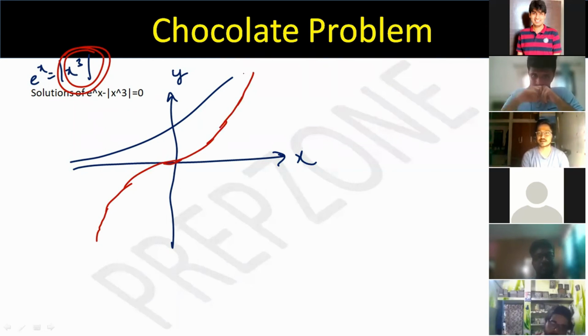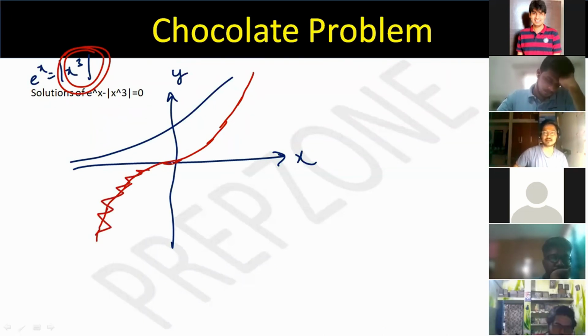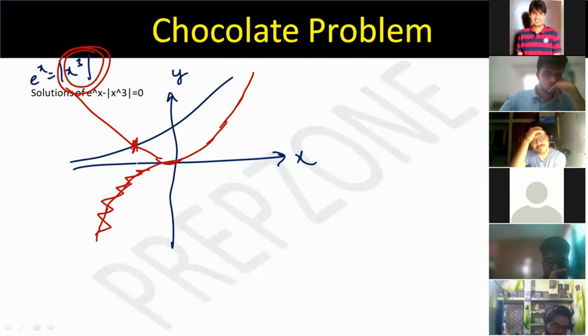This was the graph of x cube. We had to plot the graph of mod x cube. So what do we do? We'll just take the mirror image of the negative part and flip it over to the x-axis. Somewhere like this, it will look like this, the modulus of x cube, right? So we have one intersection point here for sure.